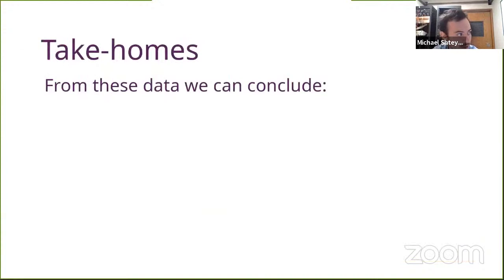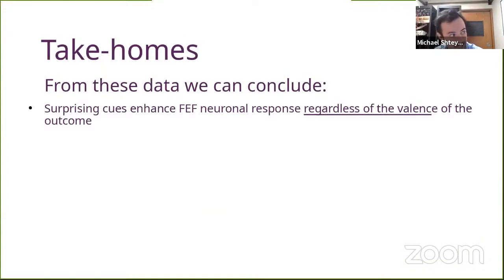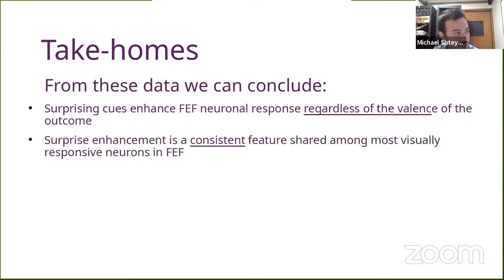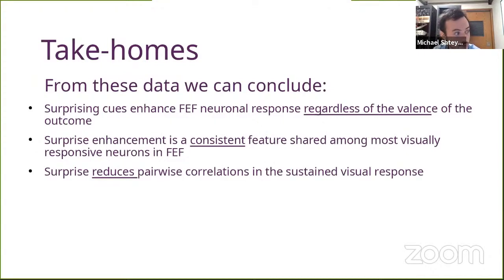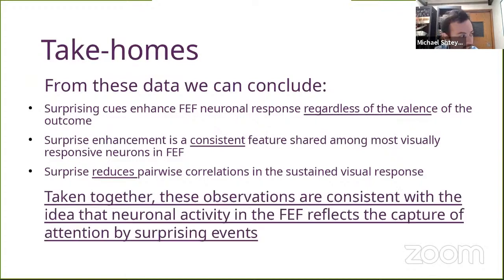So the take-homes are that surprising cues enhance the FEF neuronal response regardless of the valence of the outcome. Enhancement is a consistent feature shared among most visually responsive neurons in the frontal eye fields. Surprise reduces pairwise correlations in the sustained visual response, akin to other demonstrations in the case of attention. And taken together, these observations are consistent with the idea that neural activity in the FEF reflects the capture of attention by surprising events.